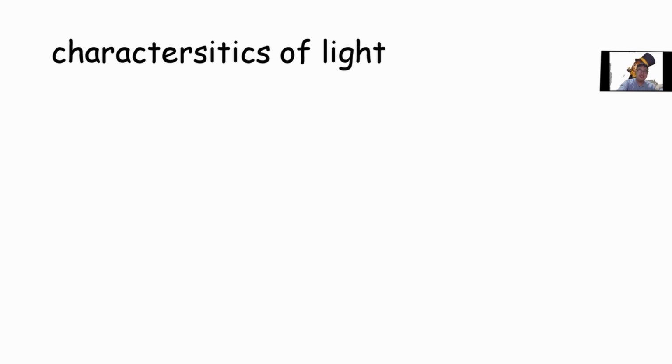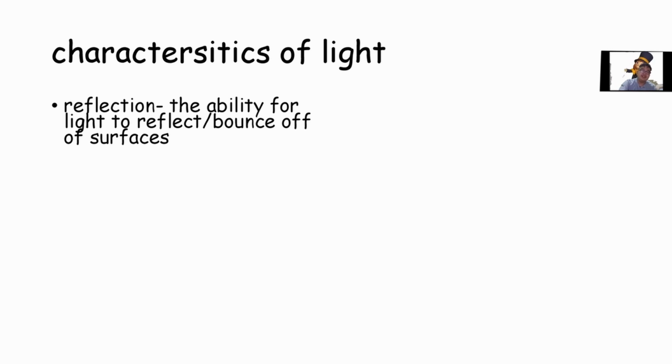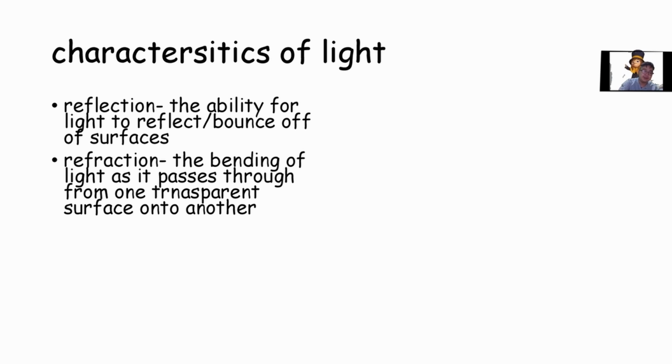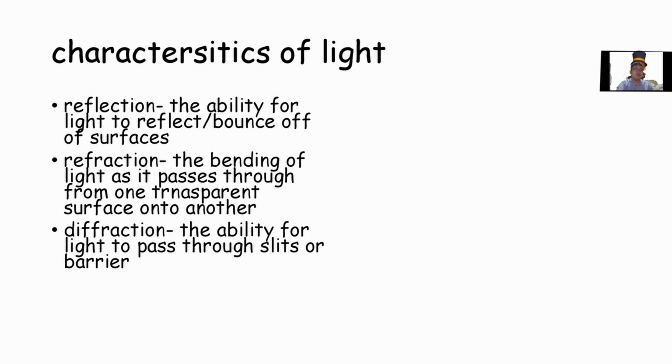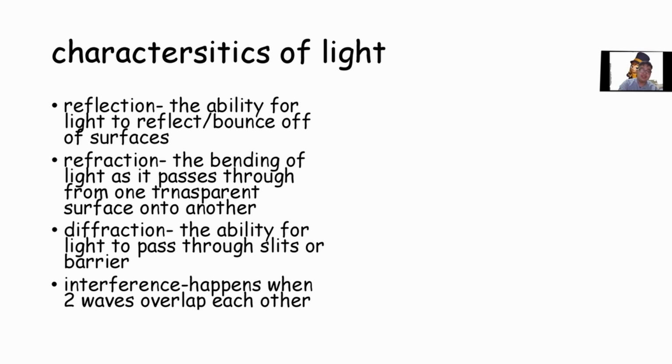Now the characteristics of light. Reflection is the ability for light to reflect or bounce off of surfaces. Refraction is the bending of light as it passes from one transparent surface onto another. Diffraction is the ability for light to pass through slits or barriers. Interference happens when two waves overlap each other.